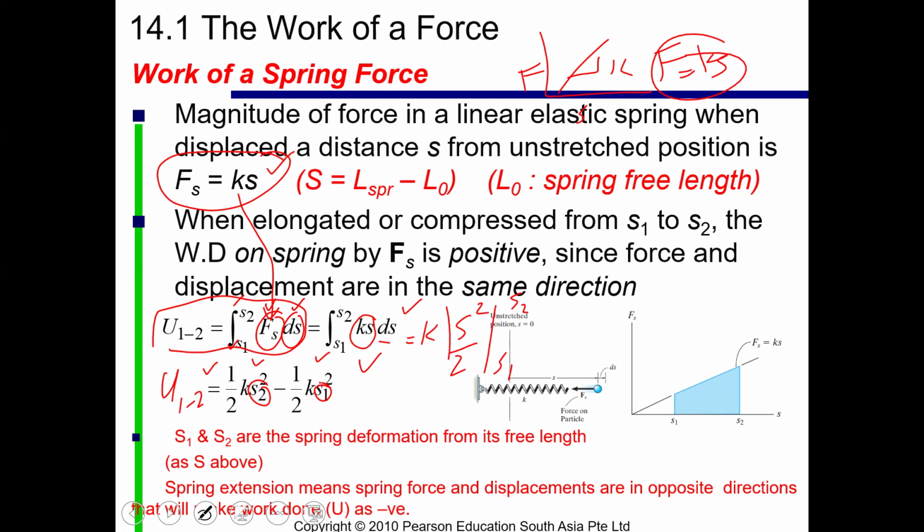And here I have given you the same idea: spring extension means that spring force and displacement are in the opposite direction, so the work done will be negative. If both are opposite, which is elongation, it's a negative work. If it's the same direction, as you have seen here, it would be positive work. So these are the concepts related to the calculation of work of a spring. Are we fine till here, students? Yes, students, are we okay till here?